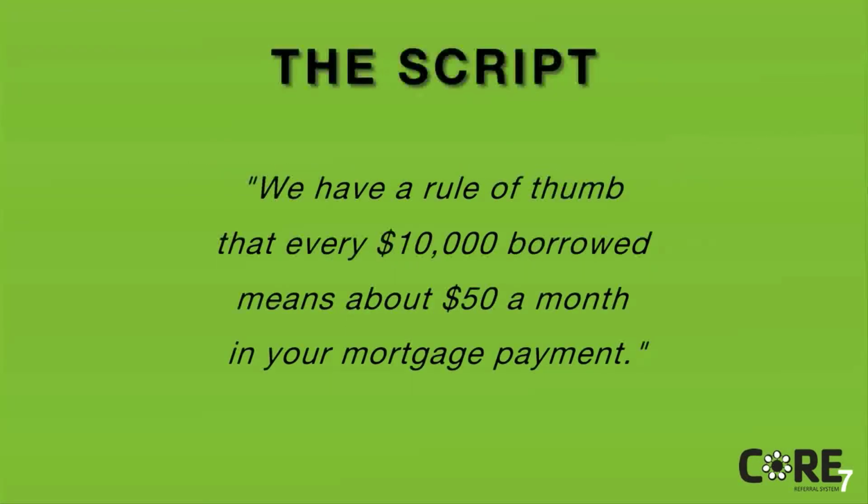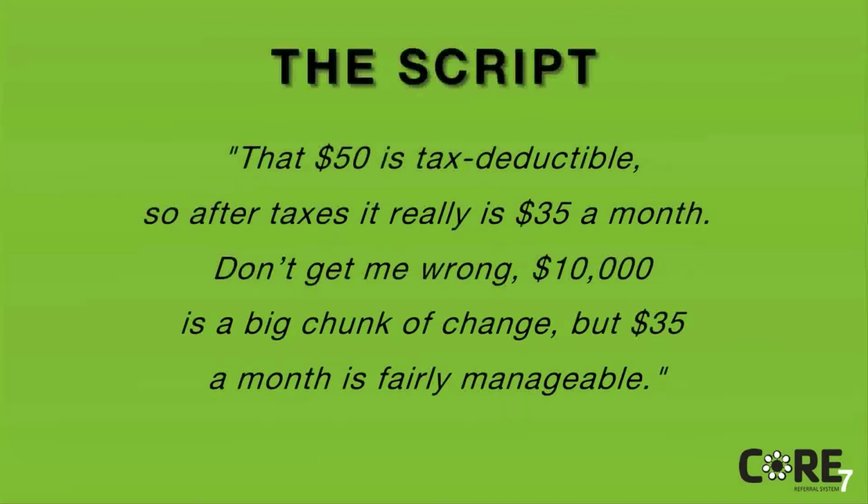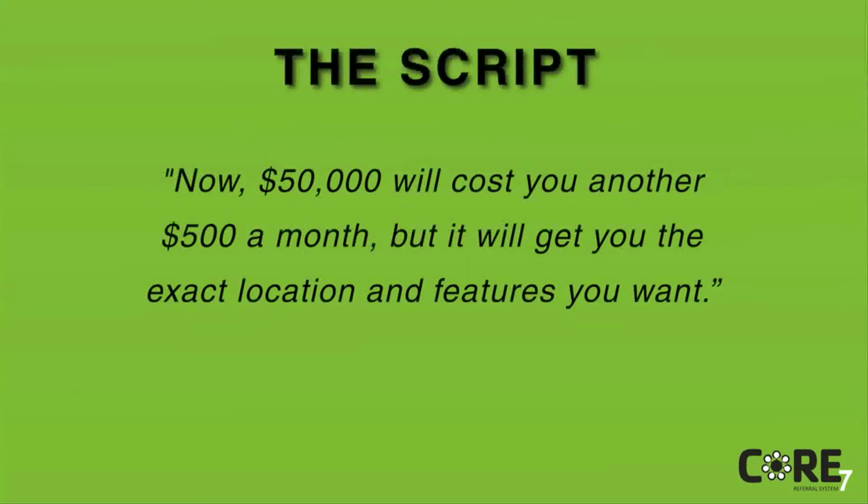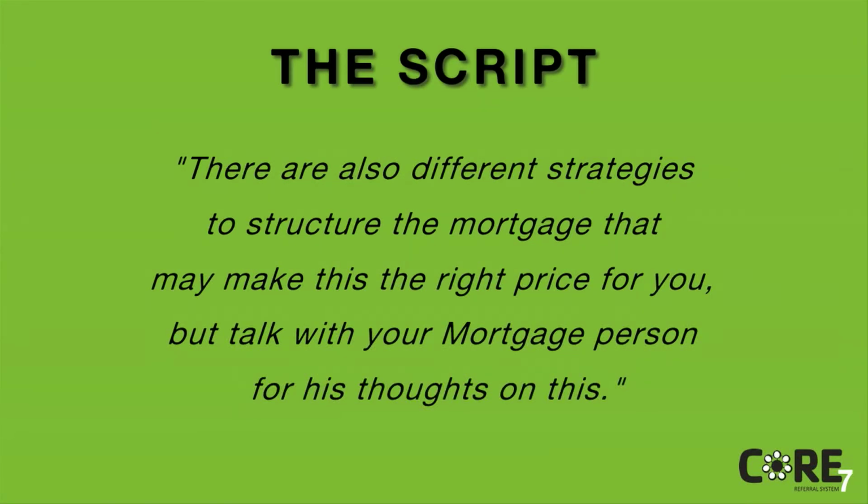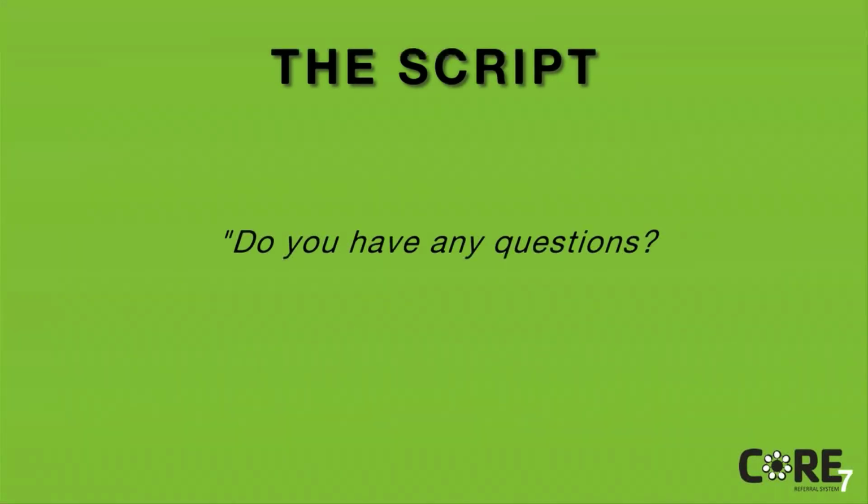We have a rule of thumb that every $10,000 borrowed means about $50 a month in your mortgage payment. That $50 is tax deductible, so after taxes, it really is $35 a month. Don't get me wrong, $10,000 is a big chunk of change, but $35 a month is fairly manageable. Now, $50,000 will cost you another $500 a month, but it will get you the exact location and features you want. There are also different strategies to structure the mortgage that may make this the right price for you, but talk to your mortgage person for his thoughts on this. Do you have any questions?